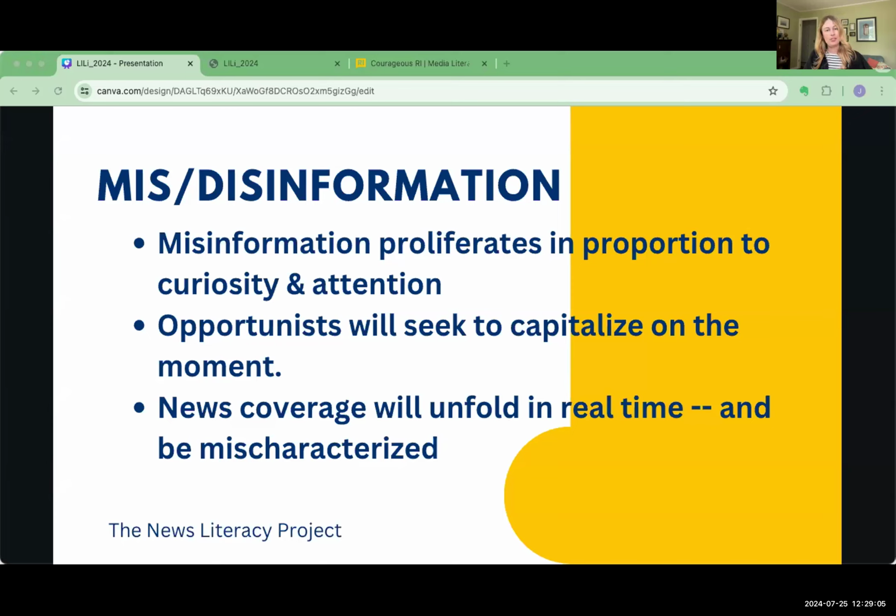And news coverage unfolds in real time, and reputable news organizations are trying to report information accurately, so perhaps slower than in the world of social media we want things to happen. And that allows opportunists to slip in and capitalize on that moment by spreading misinformation and conspiracy theories.